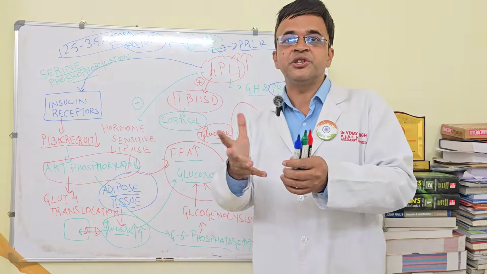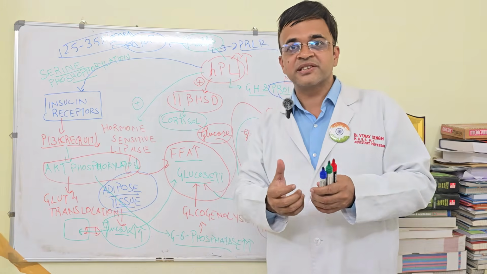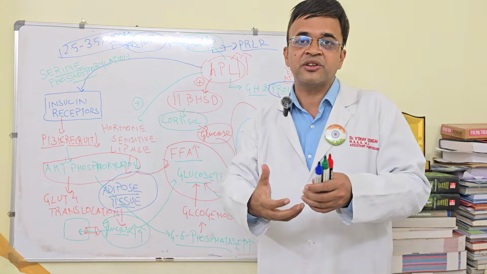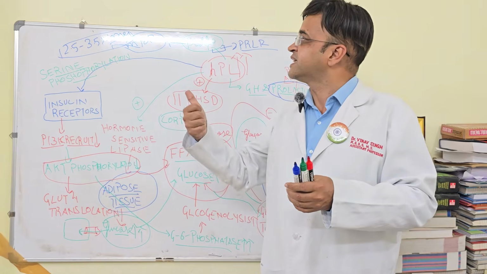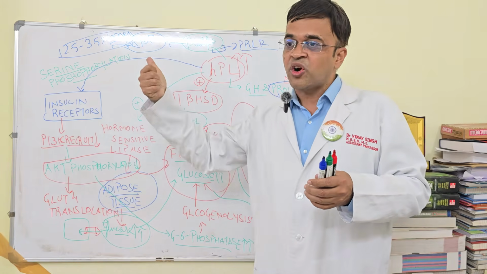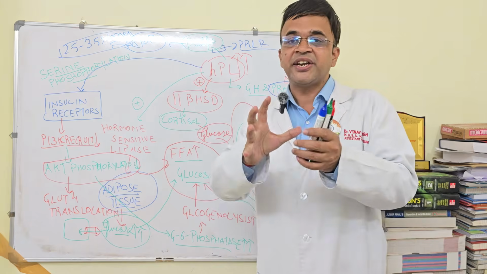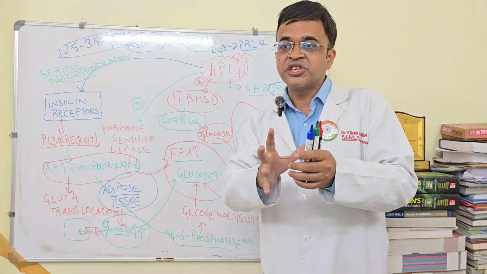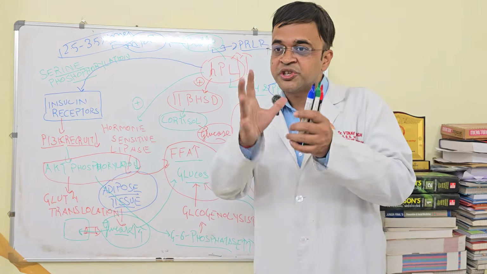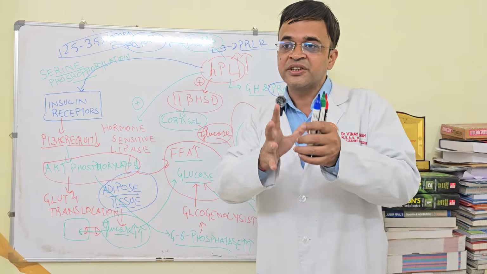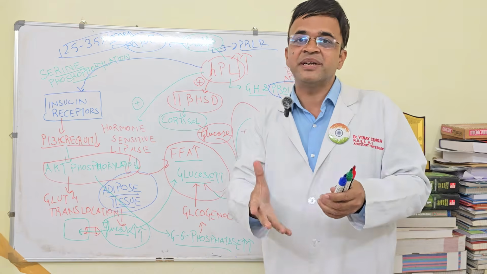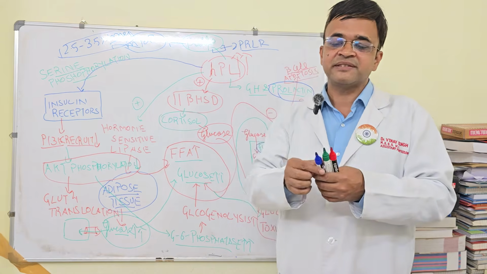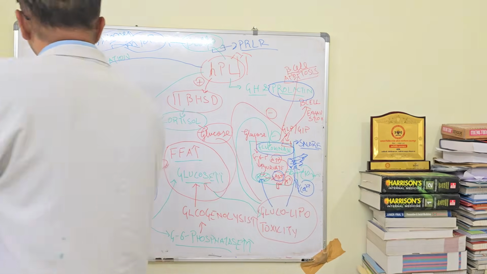Or if you already have PCOS, the beta cells are already tied up, so they are not having enough reserve, right? If your genes are defective and due to your genes you are not having enough beta cell reserve, then this will lead to beta cell exhaustion and ultimately gestational diabetes mellitus.